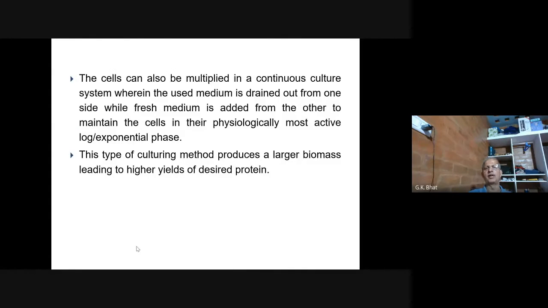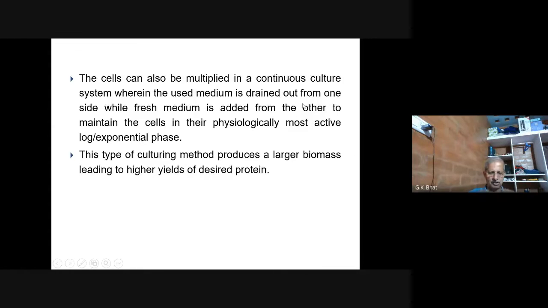The cells can also be multiplied in a continuous culture system, where the used medium is drained out from one side while fresh medium is added from the other side to maintain the cells in their physiologically most active log or exponential phase. This type of culturing method produces a larger biomass, leading to higher yields of the desired protein. The cells that are now producing this desirable protein can be multiplied in a continuous culture system wherein the used medium is drained out.